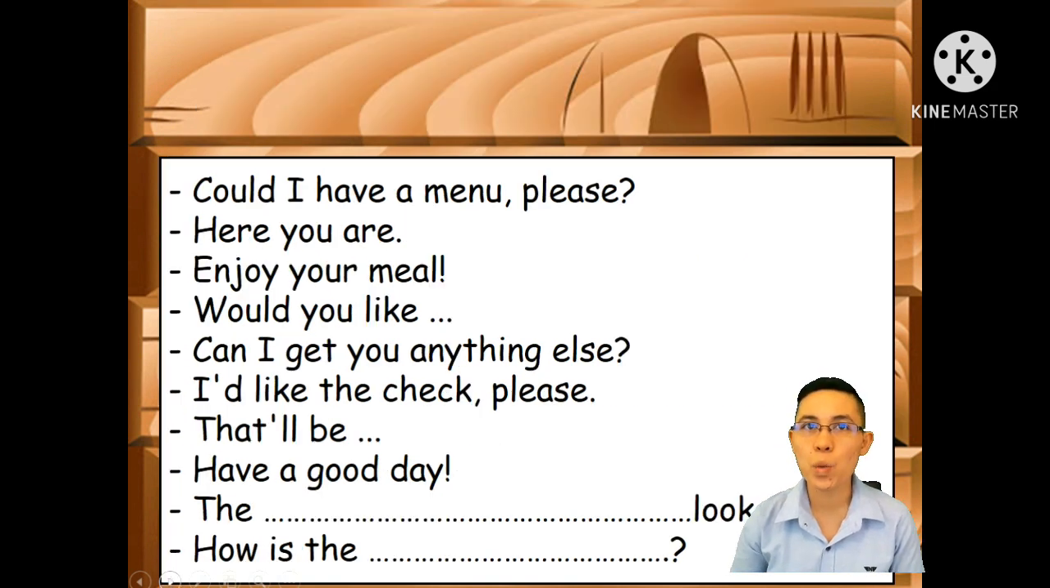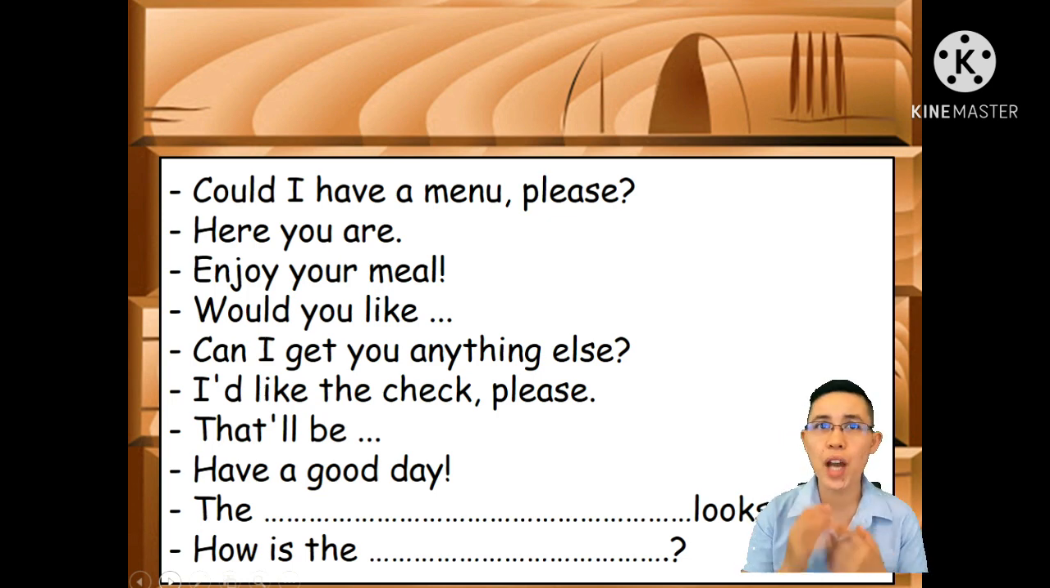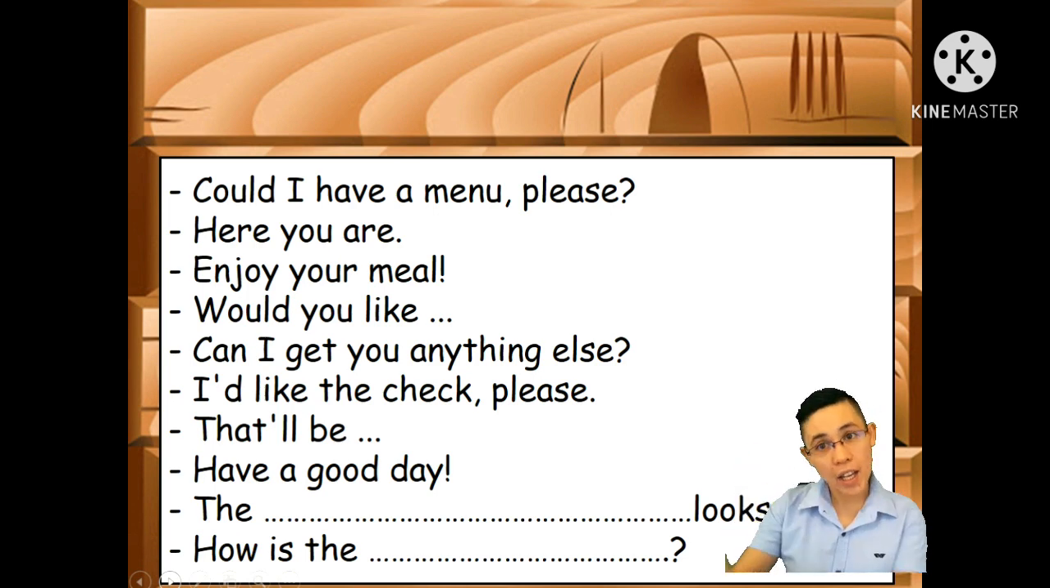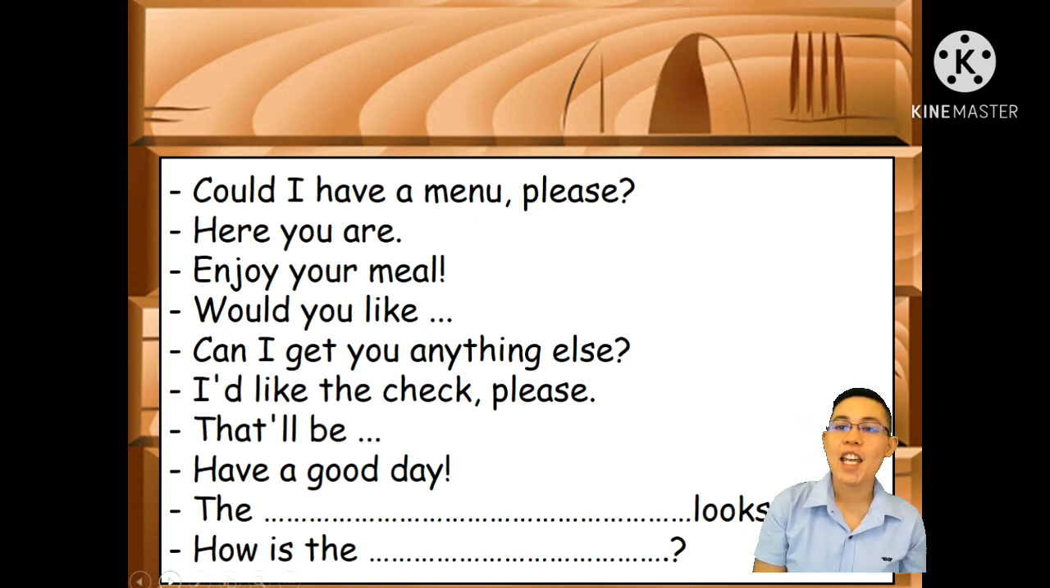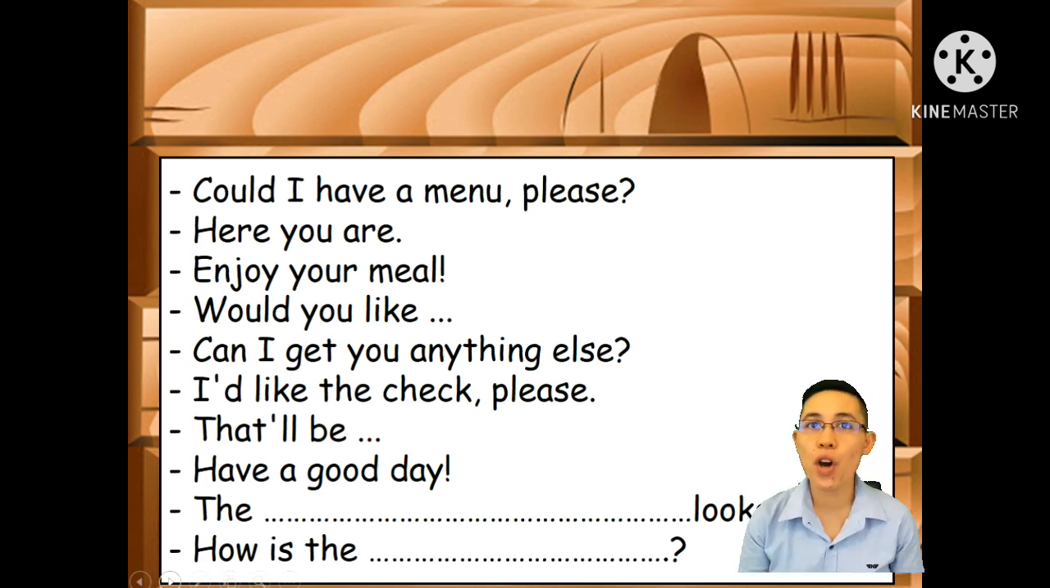Okay. Now next we have an example. You are already at the table, but you didn't have the menu yet. You can call for the waiter and ask them, can I have or could I have a menu, please? Okay, again, could I have a menu, please? Now the waiter is already at your table with the menu. Now the waiter can say, here you are.